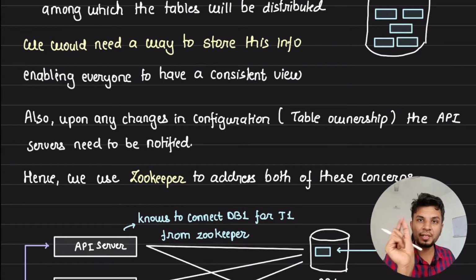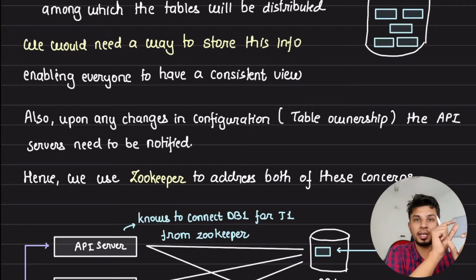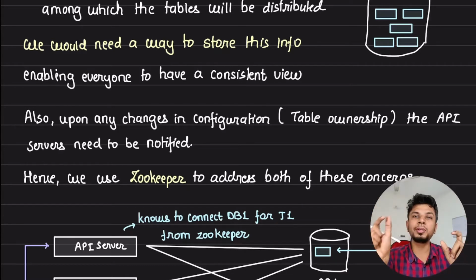So in the mapping that we stored, that this table is present in this database, after we move the table, this configuration needs to be changed. That hey, now this table is present in another database. For example, table T2, which was present on database 1, is now moving to database 2. When this happens, this configuration will be changed.